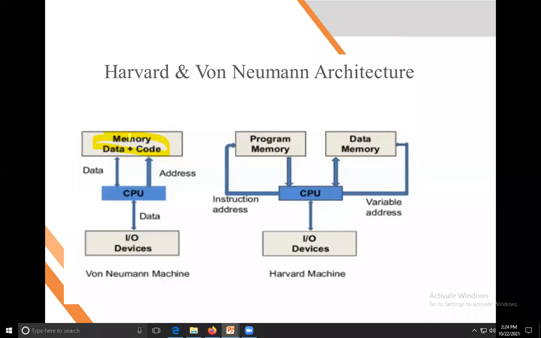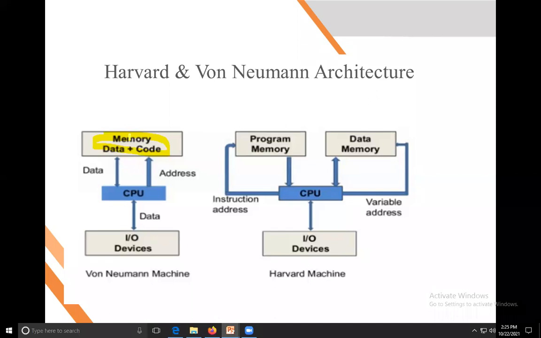In von Neumann structure, there is only one memory, and in that memory you can store the data and also the program. So whether you fetch the data or the program, you have to use the same memory. So it requires more time to fetch such data.